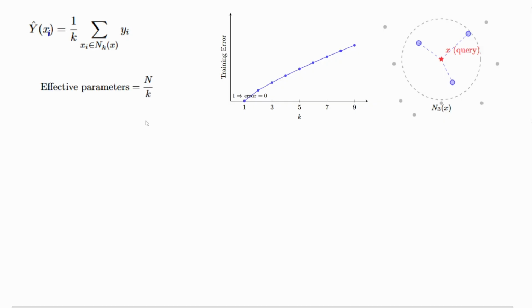All right, so the effective number of parameters here for k and n is n over k, where n is the number of data points you use, so it's the number of dots in your feature space, divided by k, which is the size of your neighborhood. So here's some reasoning behind why this is true.